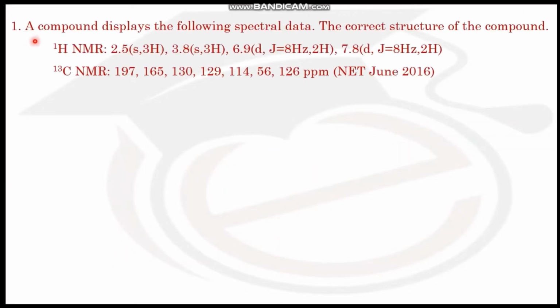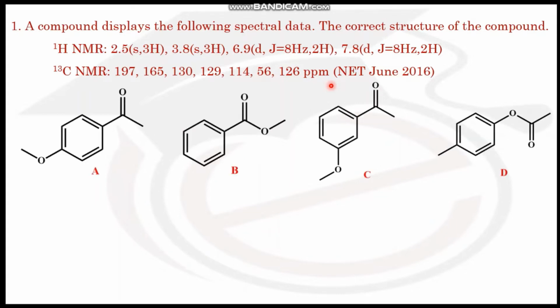Our first question is: a compound displays the following spectral data; what is the correct structure of the compound? NMR: 2.5 singlet 3 hydrogen, 3.8 singlet 3 hydrogen, 6.9 doublet, J equal to 8 Hz, 2 hydrogen, 7.8 doublet, J equal to 8 Hz, 2 hydrogen. C13 NMR values: 197, 165, 130, 129, 114, 56, 126 ppm. This question was asked in NET June 2016, and these are the options. How can we solve this question?